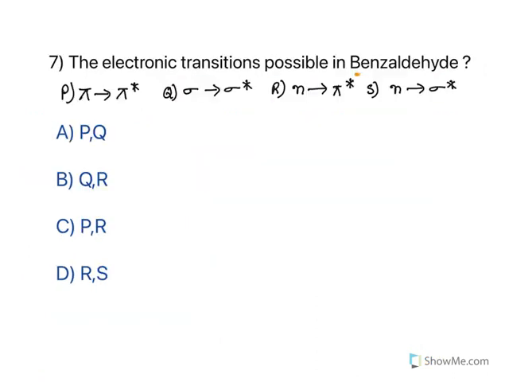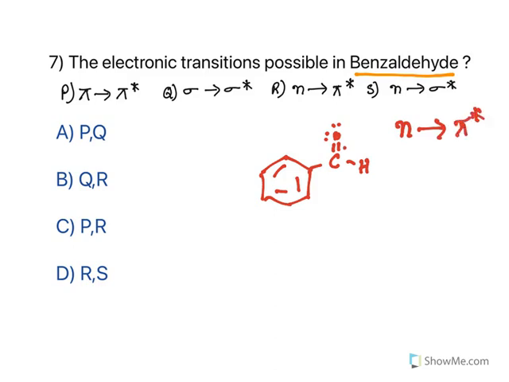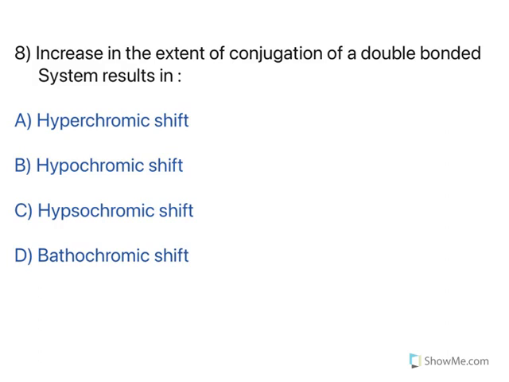Now the electronic transition possible in benzaldehyde is, now look at this, benzaldehyde, benzene with an aldehyde group. So this is what benzaldehyde is. Now see, oxygen has got lone pairs of electrons, that means n electrons are there. So there is always a chance for n to pi star transition, and a pi bond is there. So there is always a chance for pi to pi star transition. So pi to pi star is possible, n to pi star is also possible. P and R, so option C is the right answer. Moving to the next one. Now, increase in the extent of conjugation of a double bonded system results in. Now let us understand this.